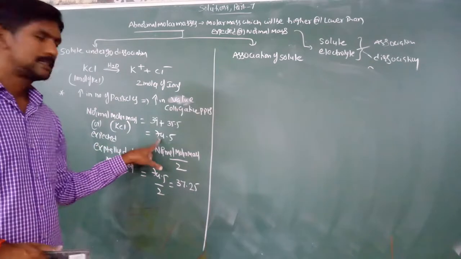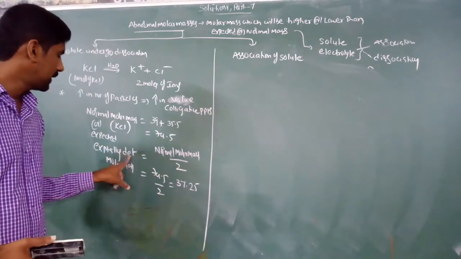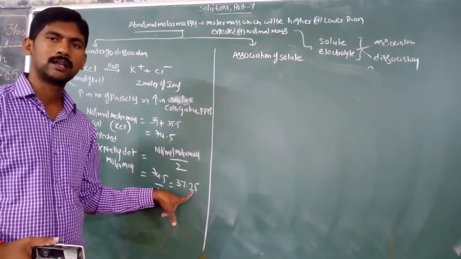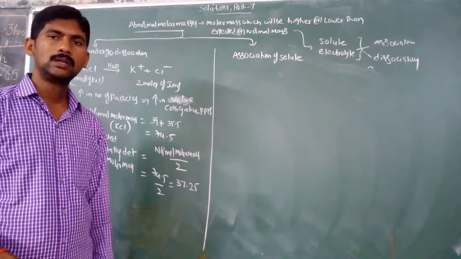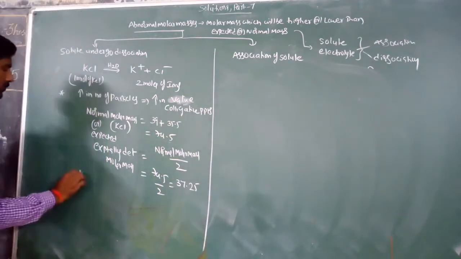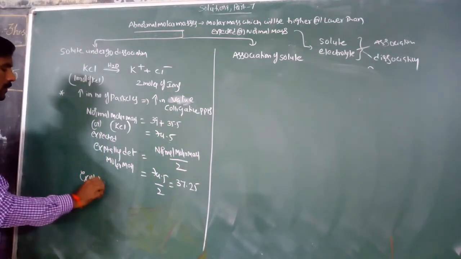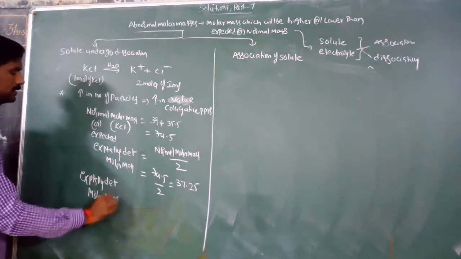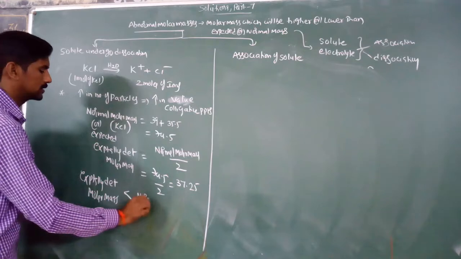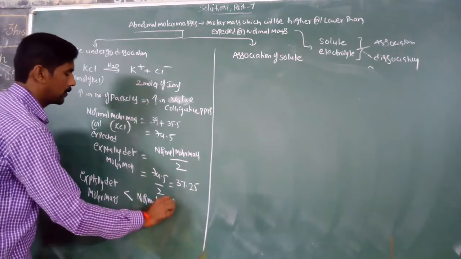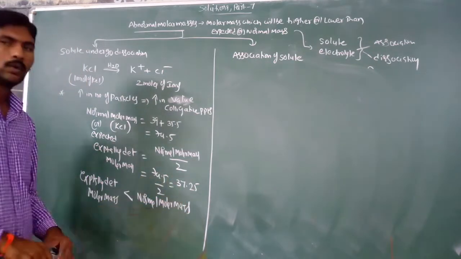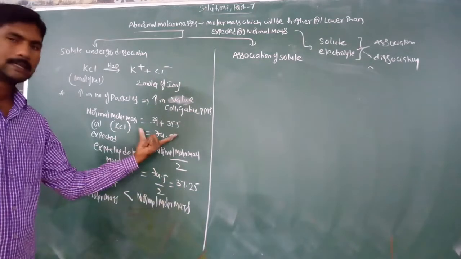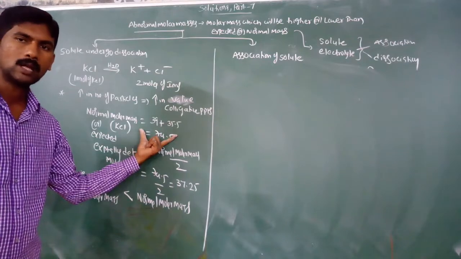So the normal molar mass is 74.5, and the experimentally determined molar mass is the normal molar mass by 2, that is 37.25 grams. Which means that when a solute undergoes dissociation, the experimentally determined molar mass is less than the normal molar mass.